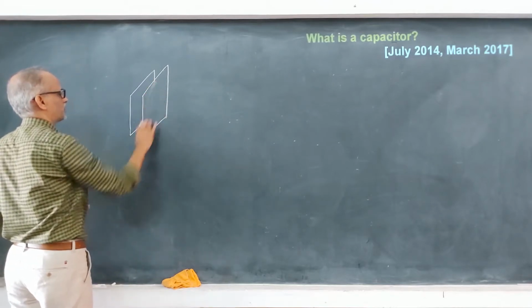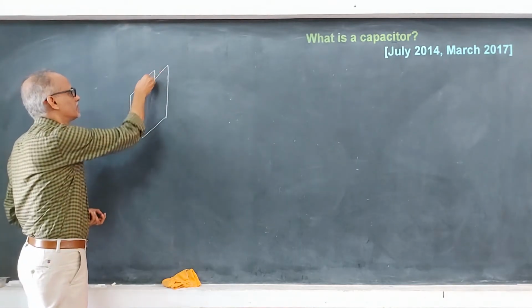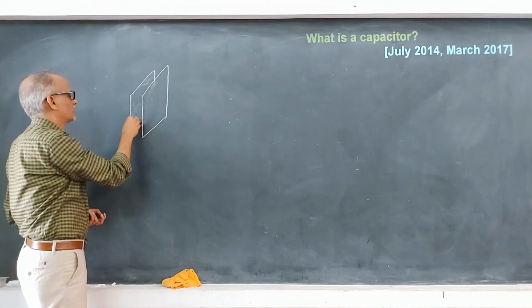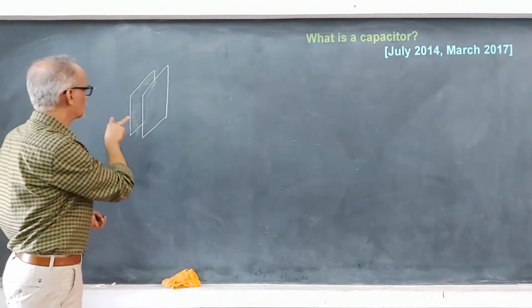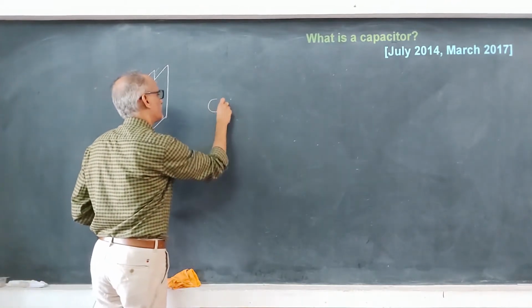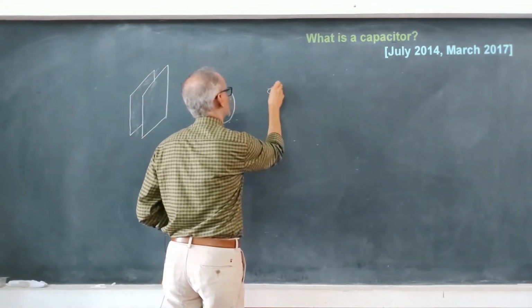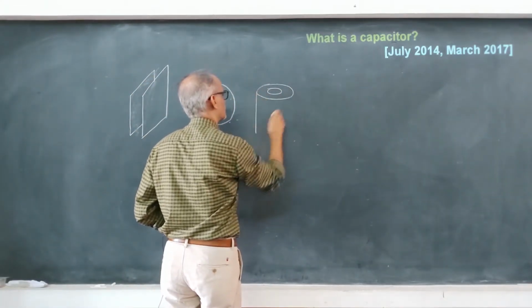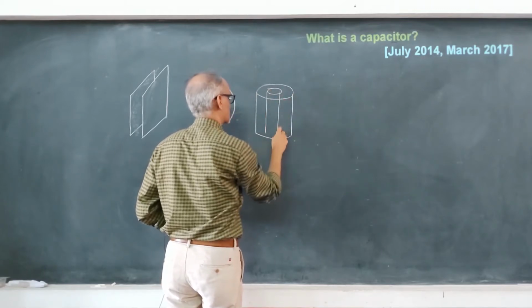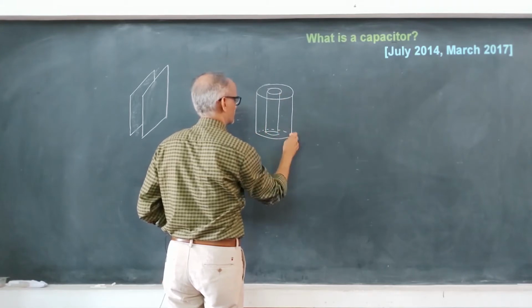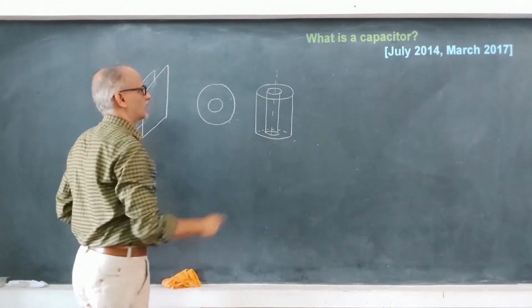Okay, so two such plates. Now, if I take two such plates with a medium in between, then we have a lot of advantages. So, instead of taking a single conductor, we take two conductors, or we can have two spherical conductors like this, or we can have two coaxial cylinders like this. Okay. So, this kind of arrangement is called a capacitor.